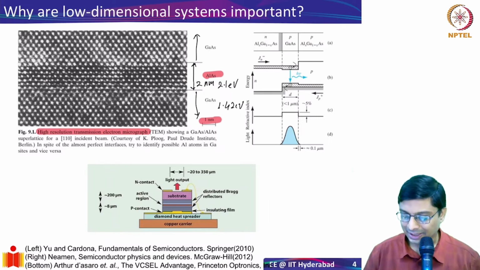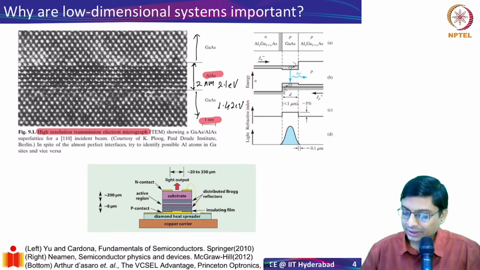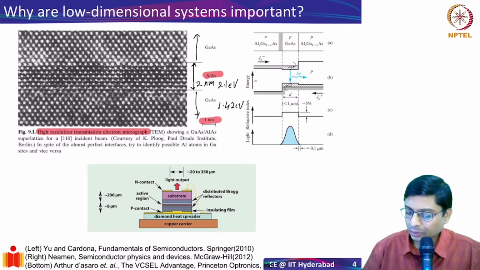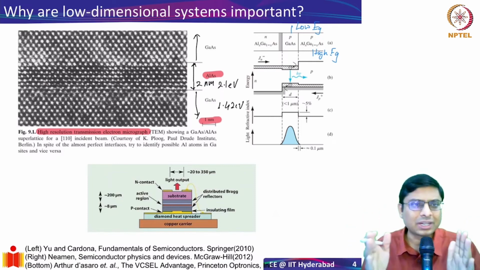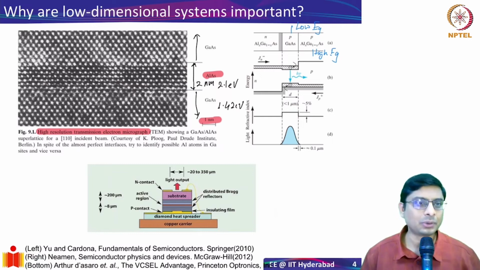I have an example here on the right, taken from the textbook by Niemann. What you see here is a gallium arsenide structure sandwiched between aluminum gallium arsenide. I told you that aluminum arsenide has a band gap of 2.1 eV, but by varying the composition of aluminum and gallium, we can achieve slightly different band gaps. Here the gallium arsenide is a low E_G material, with a band gap of 1.4 eV, and aluminum gallium arsenide is the high E_G material. So we are sandwiching a low band gap material between two high band gap materials, and this structure can be as small as 2 nanometers, typically about 10 nanometers.